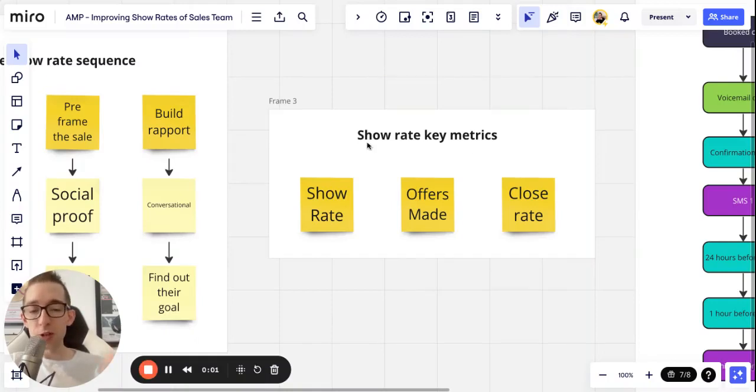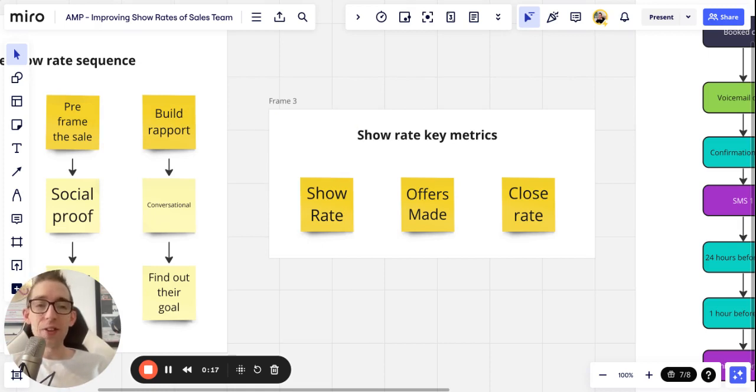So there's three key metrics you want to look at with your show rates in order to maximize that conversion rate and know if your show rate sequence is working or not. Okay. So the first one is the most obvious one, show rate.